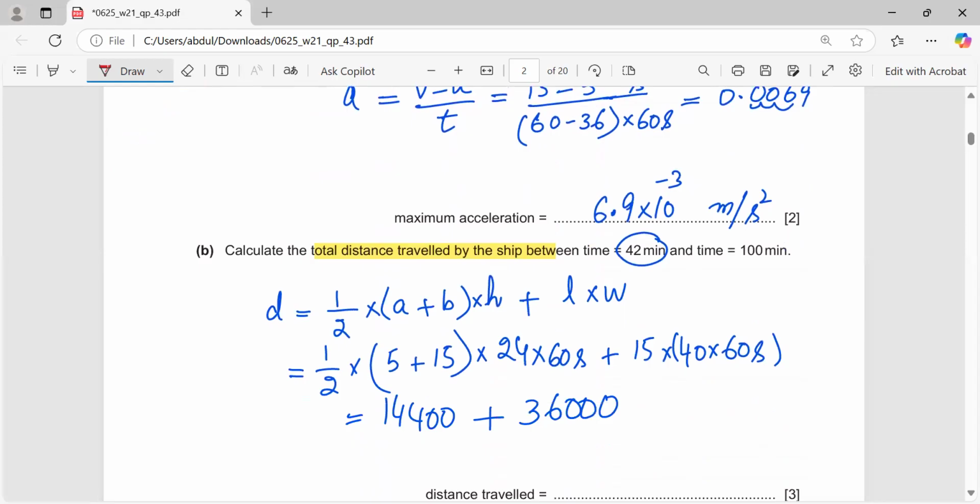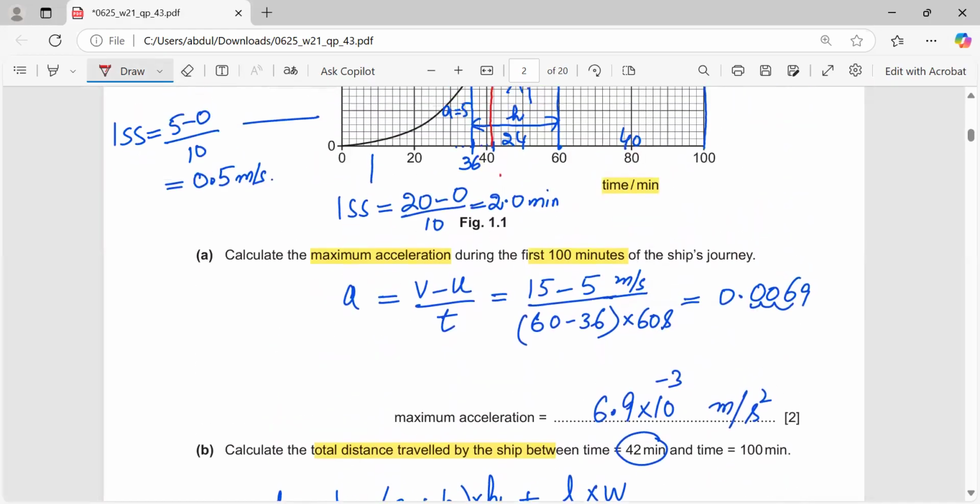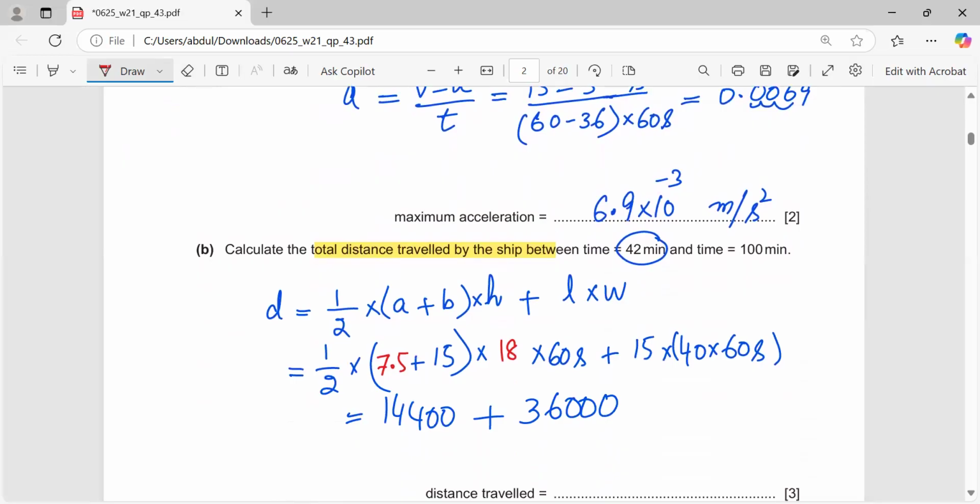So here, my dear friends, we will be changing it from 5 to 7.5. And then here also it will be no more 24. It will be 18 because 60 minus 40 that's 18. Now let's calculate. So it will be now 15 plus 7.5 equal to 22.5 divided by 2. We are getting 7.25 times 18 equal to this times 60, that is equal.